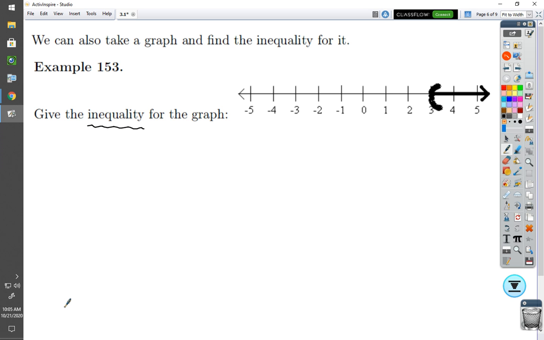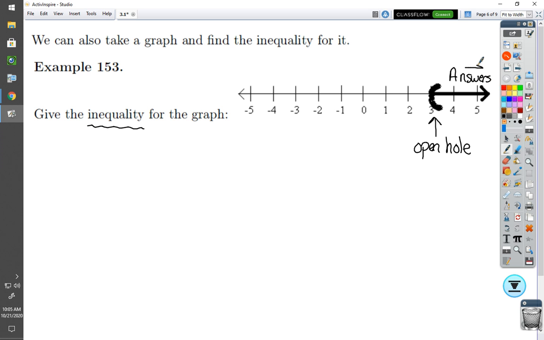A parenthesis goes along with an open hole. This is the same thing as saying open hole. For us, that means it can't include. There's no equal sign. So it's either got to be a less than or it's got to be a greater than. Well, what we have to look for is where the answers are. The answers are this way.